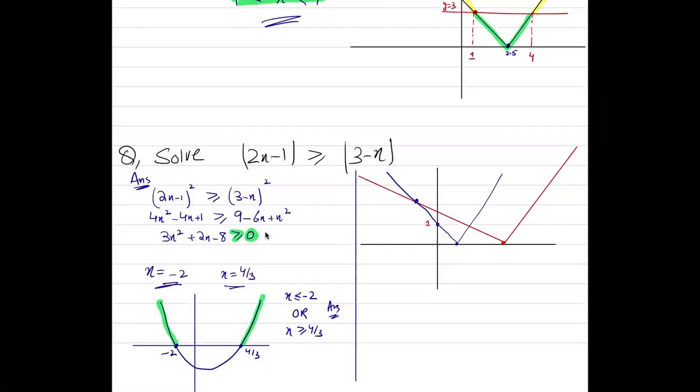So I know that these 2 points, the intersection points, are going to be -2 and 4 upon 3.